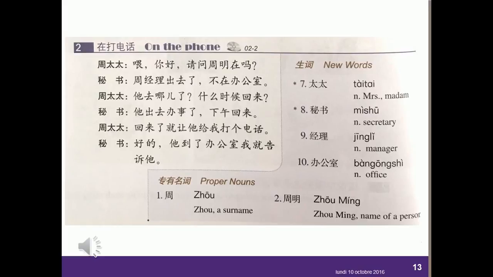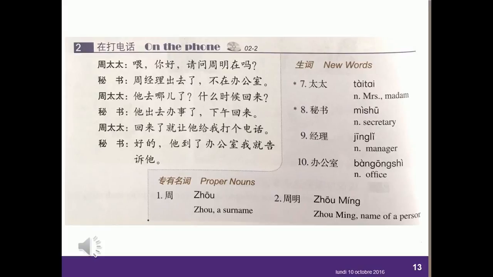Okay, let's look at the text. So, 周太太说，喂，你好。喂 is kind of like hello in French, hello in English, 么西么西 in Japanese. So, 喂，你好，请问周明在吗？To be polite, you have to use 请问. This is very common. This is common sense in China. 请问, who is there, 在吗? 请问周明在吗? 请问周老师在吗? 请问老板在吗?